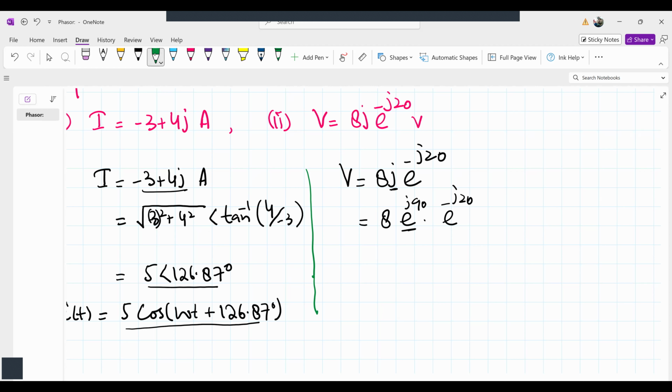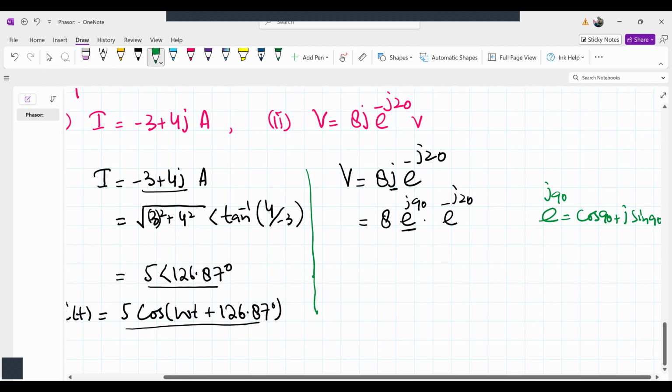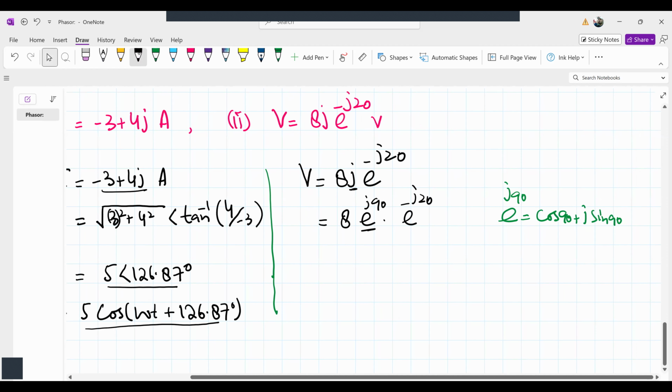How? We know e to the power of j 90 degree is cosine 90 degree plus j sine 90 degrees. Now we know from trigonometry that cosine 90 is 0, sine 90 is 1. So 0 plus 1j. So that's equal to j.